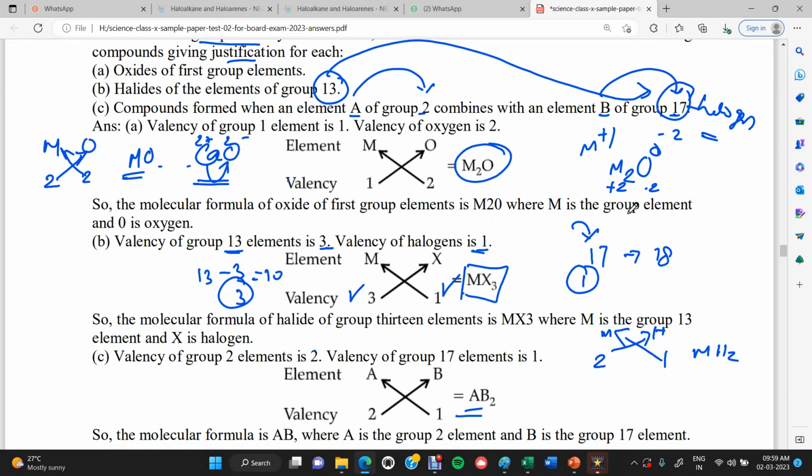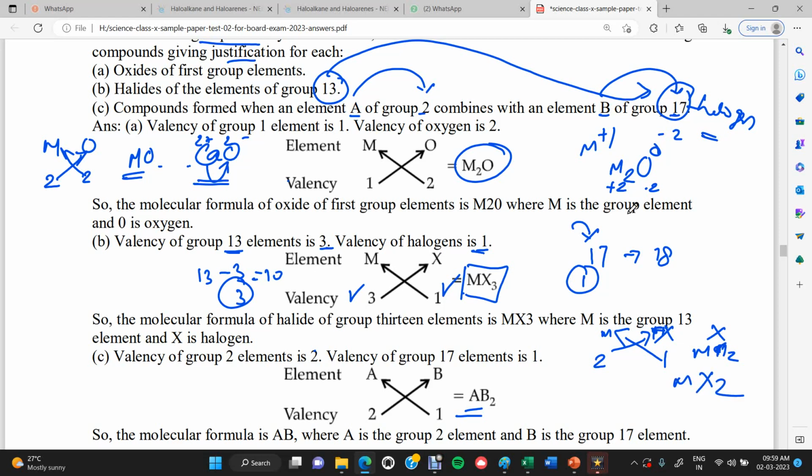Actually, H should not be there. Halogen should be denoted by X. It should be MX2 only, not H2. H2 means it will mention hydrogen. The right formula is MX2. Right. Okay. That's all the answer for this group.